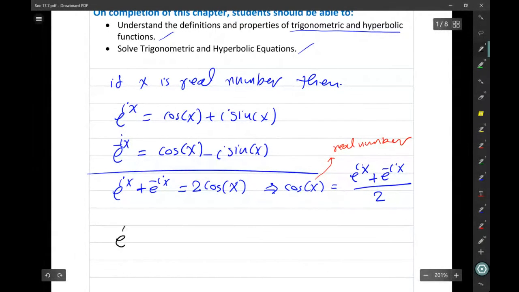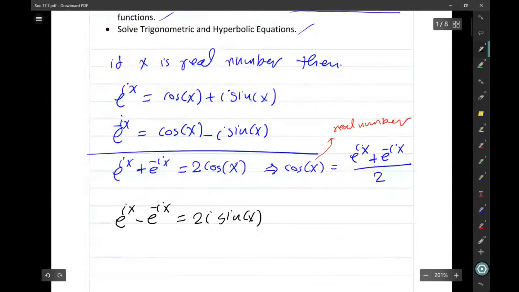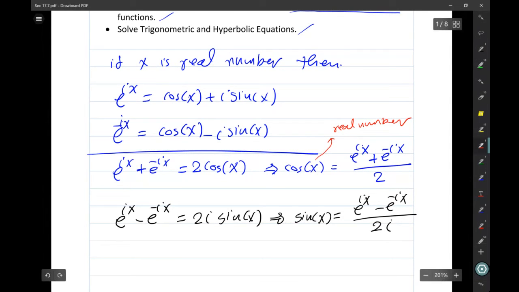Now let us create another equation for the sine. If you notice that e to the power ix minus e to the power minus ix, the cosine plus minus cosine becomes 0, and i sine plus i sine gives us 2i sine x. Therefore, sine x becomes e to the power ix minus e to the power minus ix divided by 2i. Again, x here is a real number.